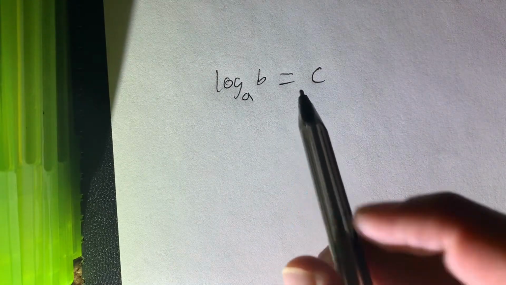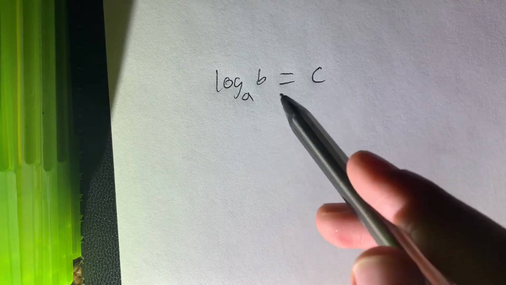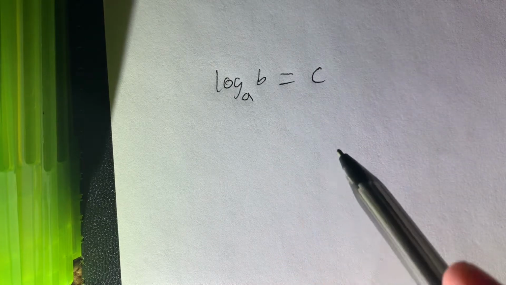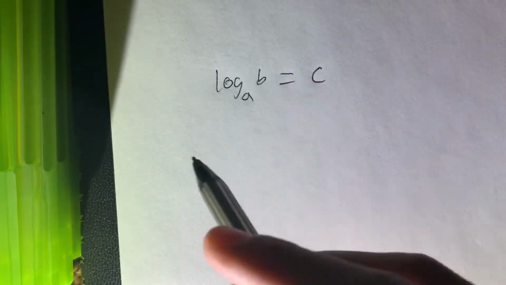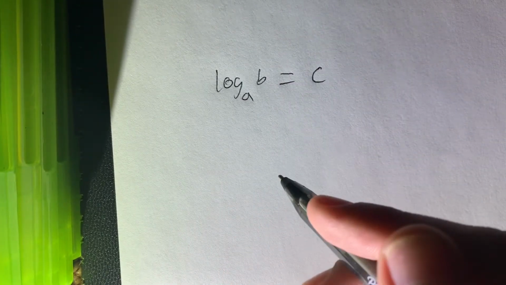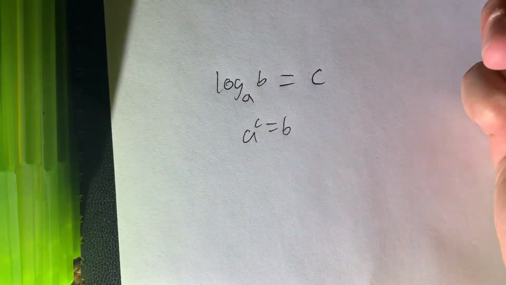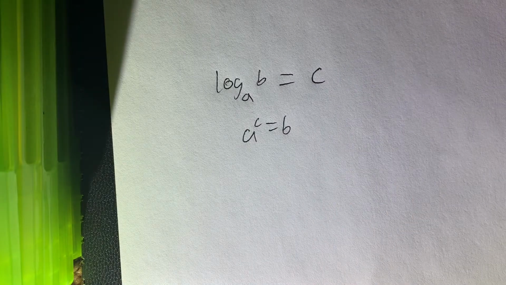So this notation confuses a lot of early math students because you've never seen it before, you don't know what goes where, and basically what this is equal to is A to the C is equal to B. These two statements are equivalent.